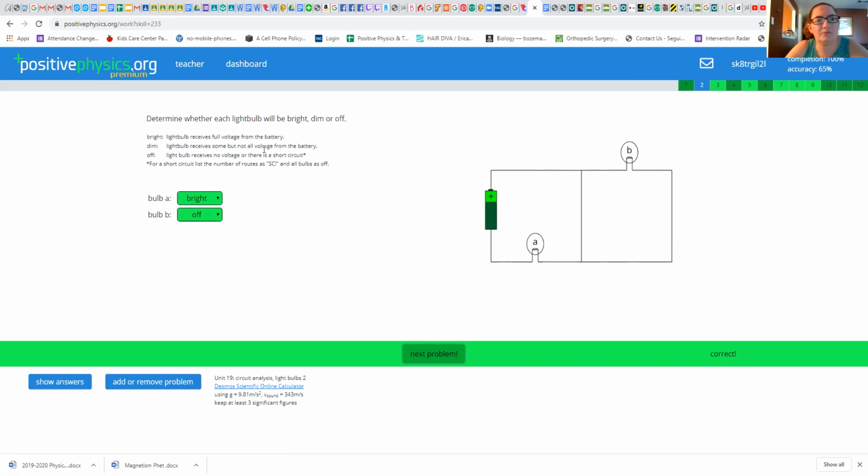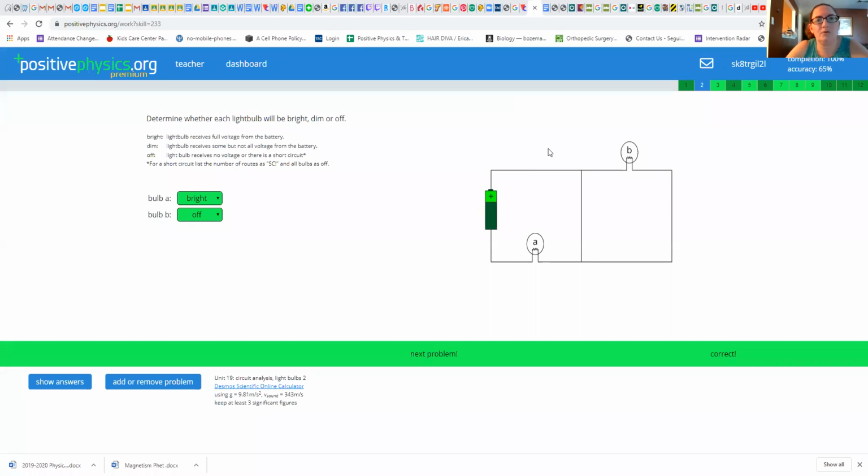This one is to determine whether light bulb will be bright or dim or off. Okay, again, light bulbs 2 is really all about path of least resistance, okay? So this one, it's gonna go this way, and it's gonna choose to go this way because it only has to go through one light bulb. If it chooses to go up and around, then it's 2 light bulbs, so that's more resistant. So the first path is going to get all of the voltage or all of the current, so it's going to be bright, and bulb B will be off. Okay, 9 is the next one.